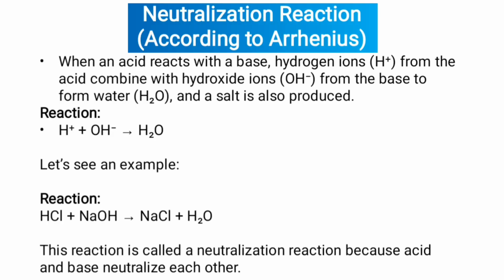Now, neutralization reaction according to Arrhenius. My dear student, when an acid reacts with a base, hydrogen ions, H+, from the acid combine with hydroxide ions, OH-, from the base to form water, H2O, and a salt is also produced. Reaction: H+ plus OH- gives H2O. Let's see an example. Reaction: HCl plus NaOH gives NaCl plus H2O. This reaction is called a neutralization reaction because acid and base neutralize each other.